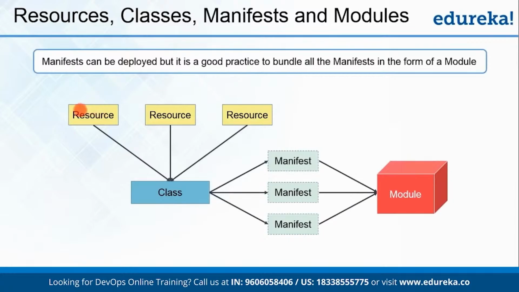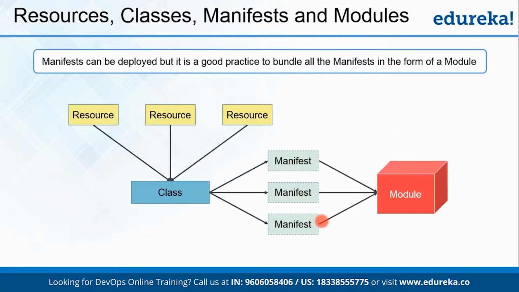So there are certain resources. A user is a resource, a file is a resource, basically anything that is there can be considered a resource. Multiple resources combine together to form a class. Now this class, you can declare in any of the manifests that you want. You can declare it in multiple manifests. And then finally, you can bundle all these manifests together to form a module.